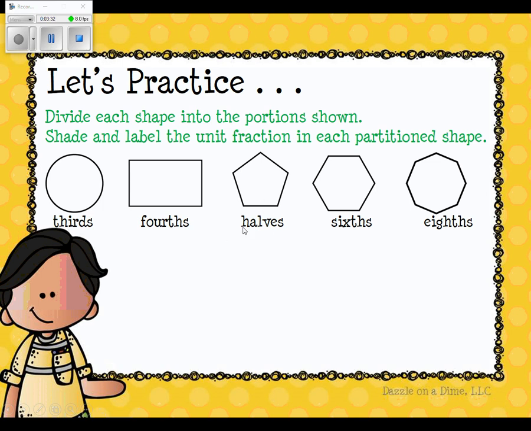This one says halves, so that means into 2 parts. I'm going to split it right here, color in half of it, and label it 1/2. I'm going to draw one line here, one line here, that's 4. One line here makes 6ths, and you're going to color in 1 and label it 1/6. And this is 8. So line here, line here, line here, line here will give you 8 parts. Color in one triangle, color and label it 1/8.